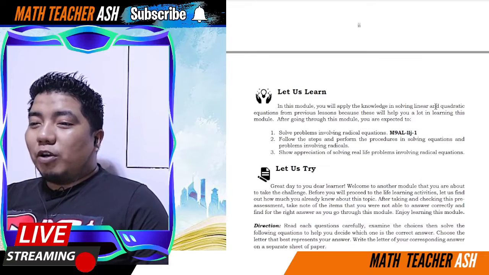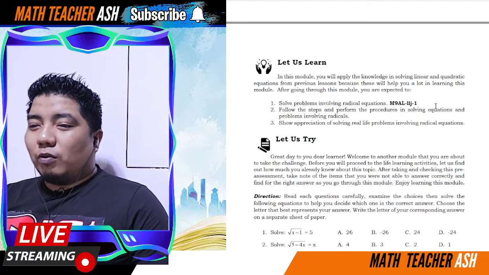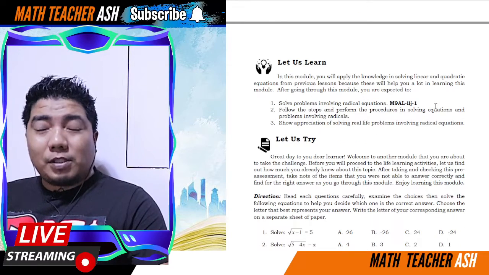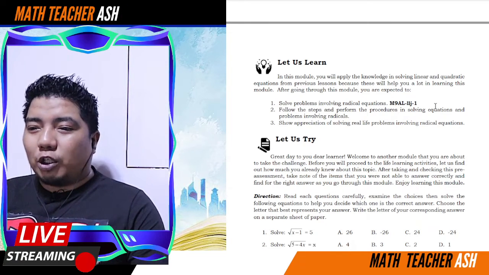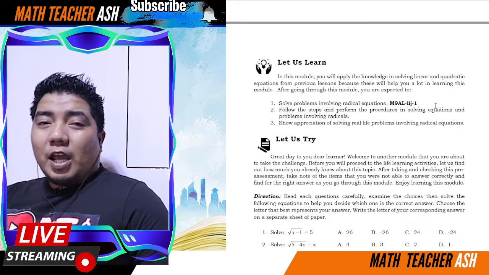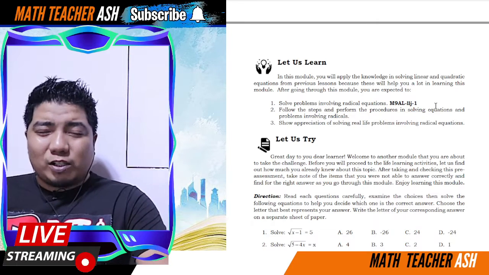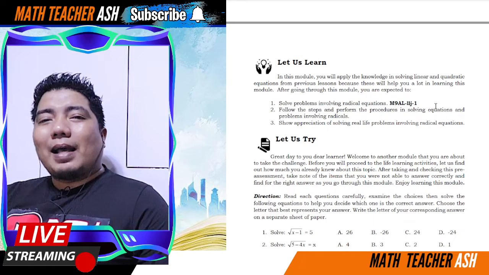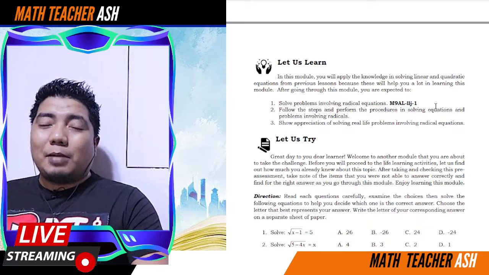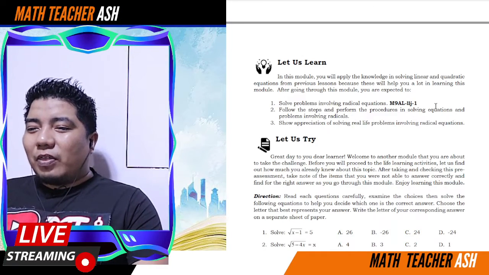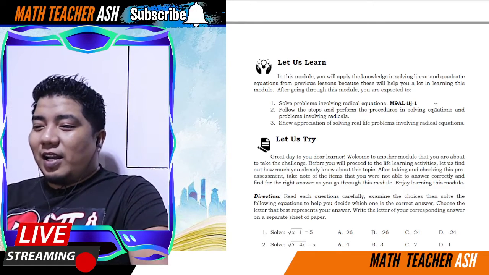And then we go with the fourth page, and that is where you will know the objectives of this module. So for the first objective, we need to solve problems involving radical equations. So dito malalaman nyo kung ano ba ang radical equations. Pangalawa is to follow the steps and perform the procedure in solving equations and problems involving radical. So my dear math learners, ang topic na ito ay napakadali lamang at meron na tayong discussion nga nito sa ating channel sa grade 9 playlist. Okay. And the third one is to show appreciation of solving real life problems involving radical expressions.